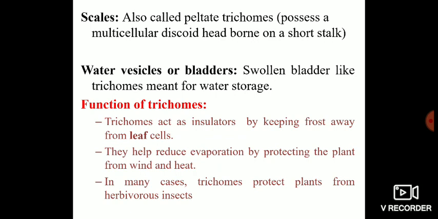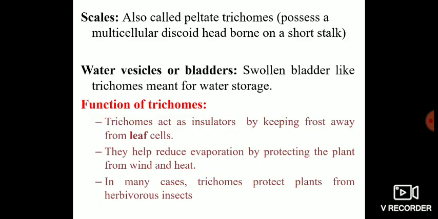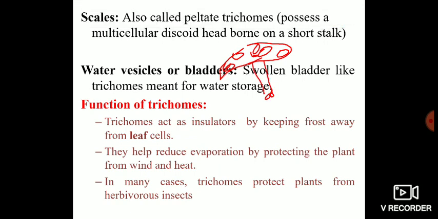Another type of trichome is known as scales. They are also called peltate trichomes because they possess a multicellular discoid head borne on a short stalk. Here you can see this is a multicellular discoid head which is composed of many cells. It is present on a small stalk. They are known as scales.